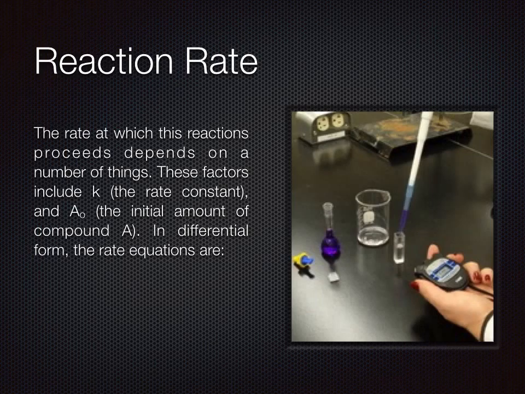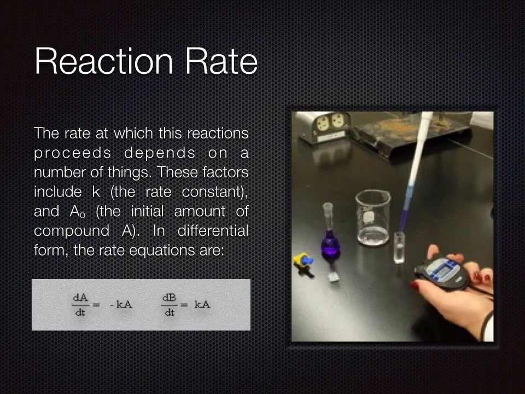The rate at which this reaction proceeds will depend on several things. Among these factors we have the rate constant K and the initial amount of compound A expressed as A0. In a differential form, these equations are delta A over delta T equals minus K times A, and the other equation would be delta B over delta T equals K times A. Notice that there is a change in symbols in these equations that we will talk about later on.